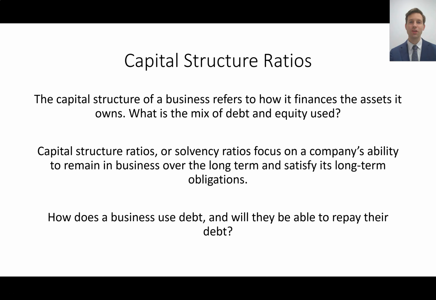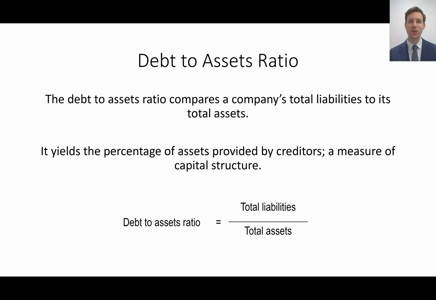your business. So capital structure or solvency ratios are going to tell us about how is the business financed, what level of risk have they taken on, how are they using debt, and will they be able to repay their debts. The debt to asset ratio looks at our total liabilities divided by our total assets. Total liabilities are our debt divided by our assets to get the debt to assets ratio. It yields the percentage of assets that are financed by debt.